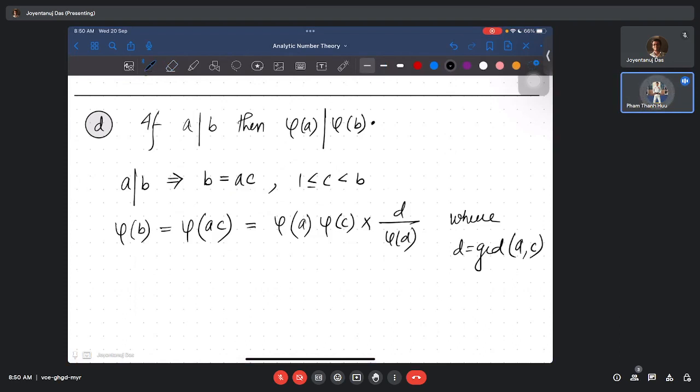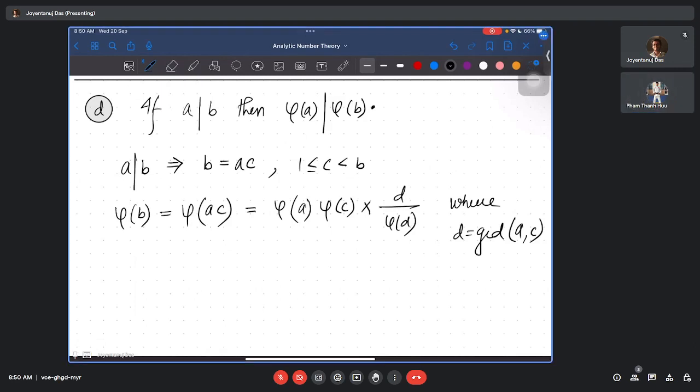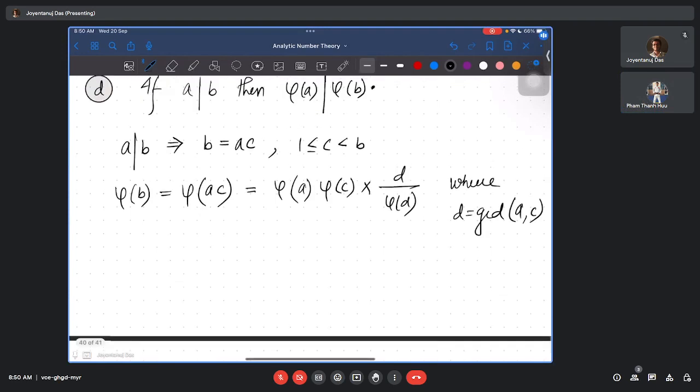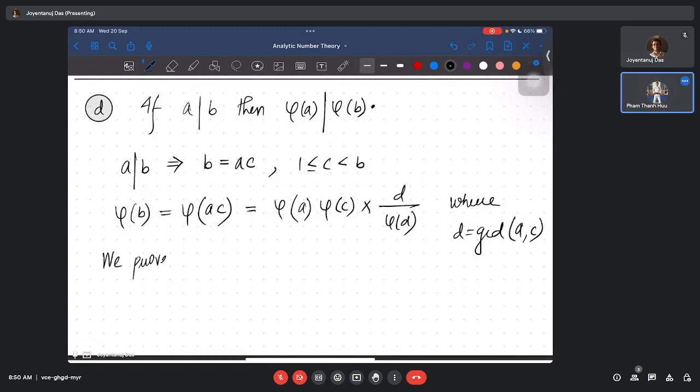Okay, I missed the modular. Yeah, right. So we'll prove the result by induction. Induction on B. Understand.